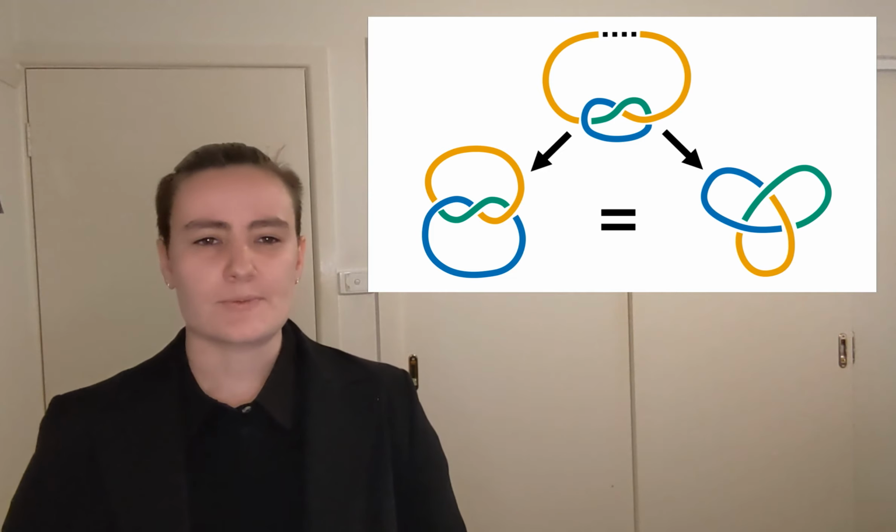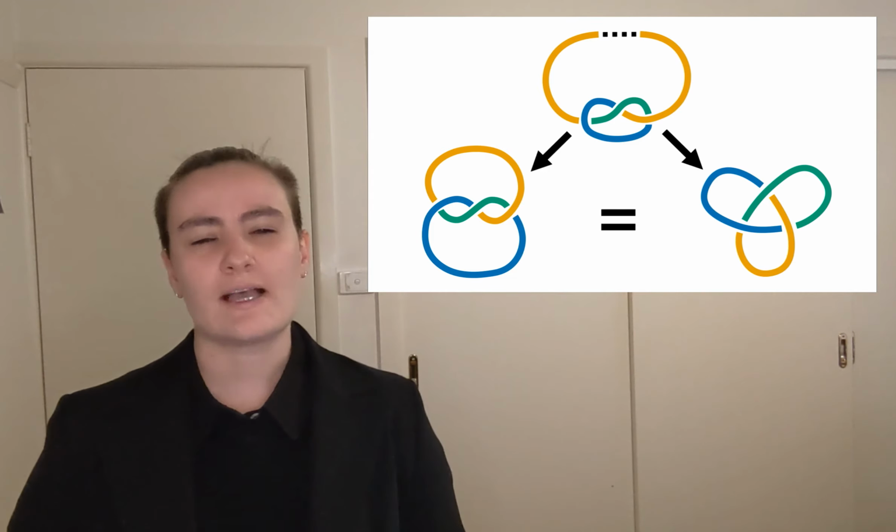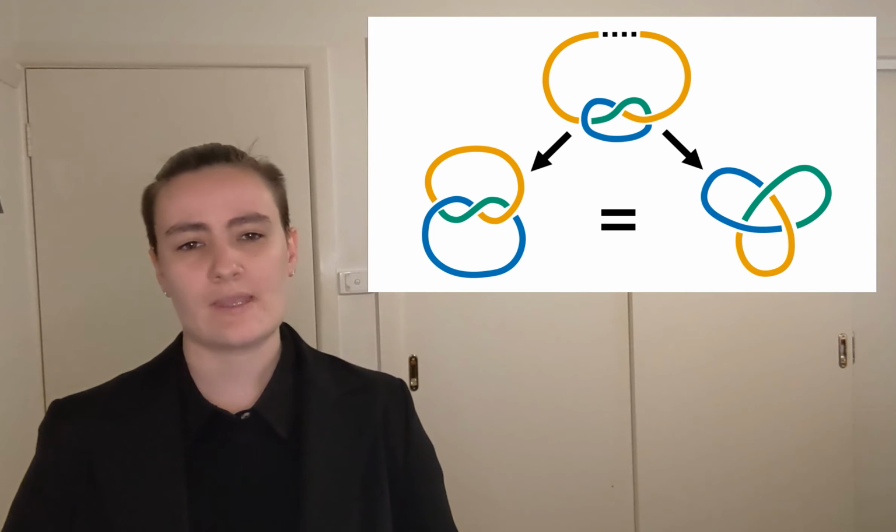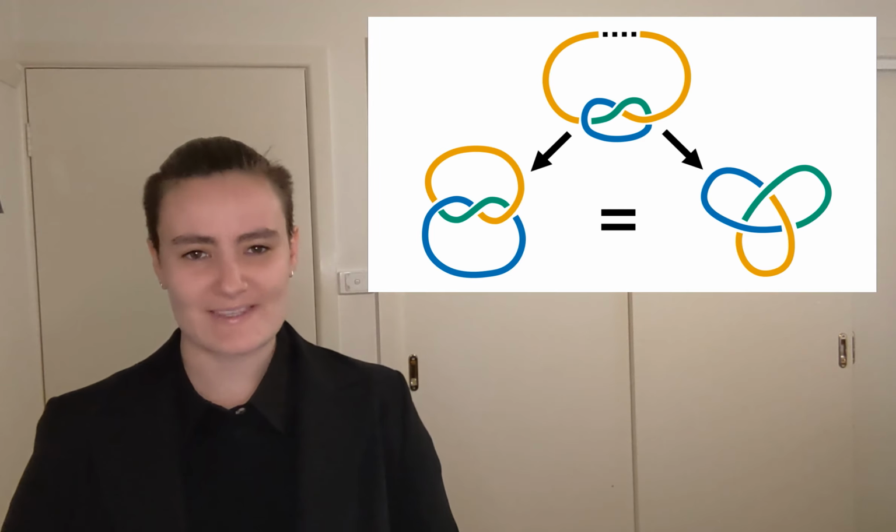This is one of the fundamental problems in knot theory. How do we know if two knots that look completely different are actually the same? It turns out that we can use maths to answer this question.